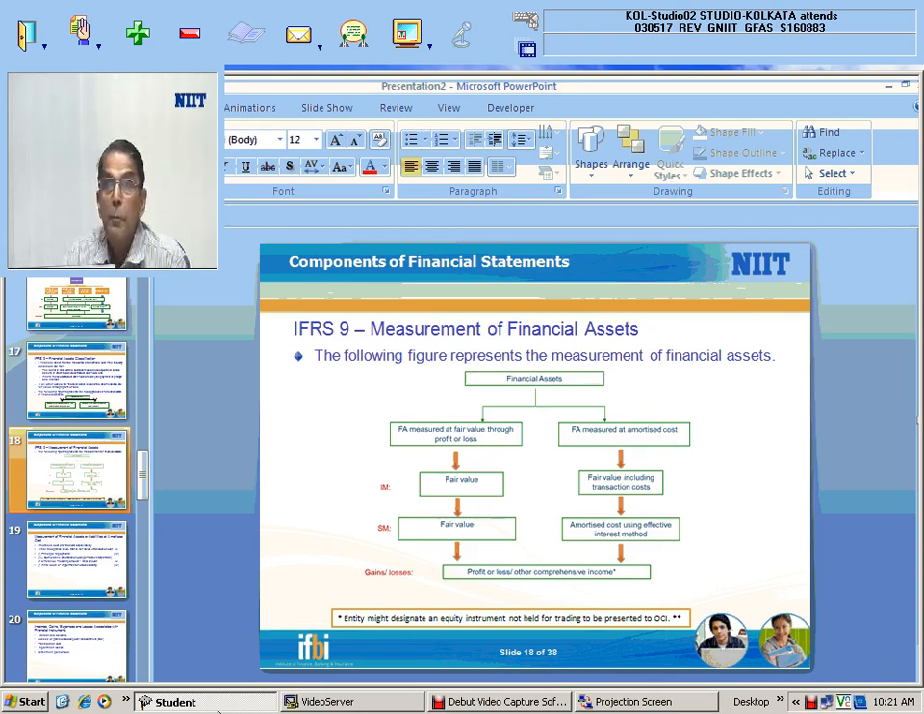So the intention at the point of recognition is the key issue. What is the intention of the entity at the point of recognition? Whether they wanted to hold the equity shares in the other entity for an indefinite period, or they just wanted to hold it for trading purposes. That intention is very important. That decides whether it should be FVTPL or FVTOCI.